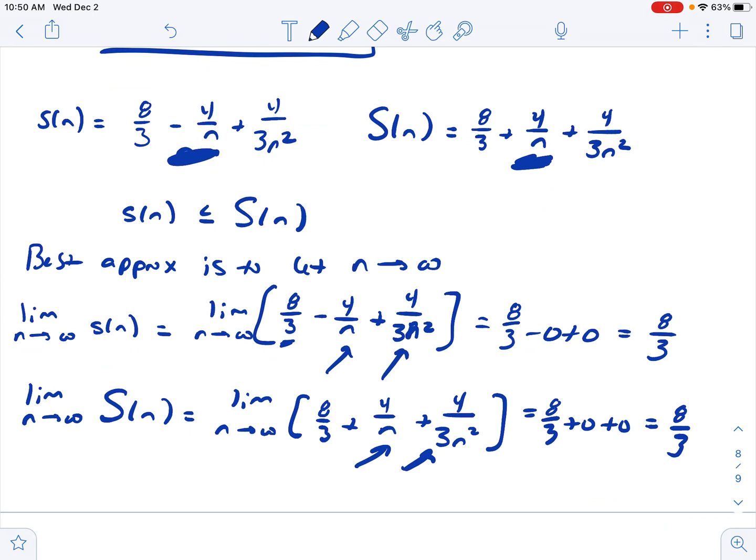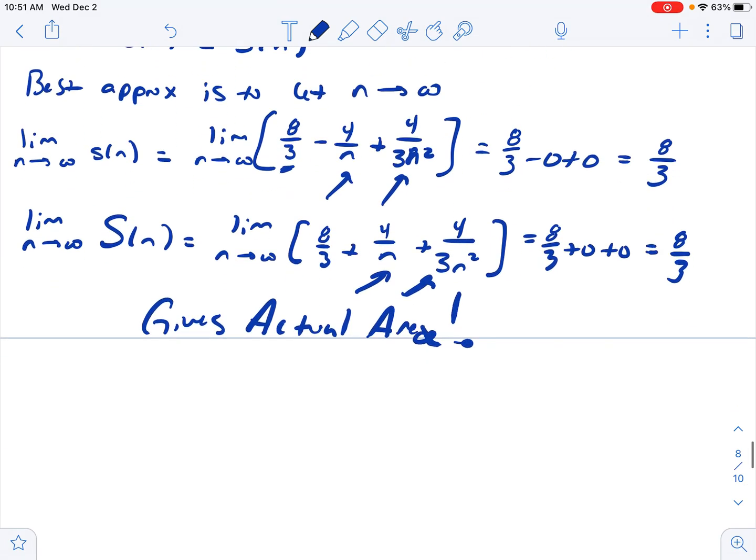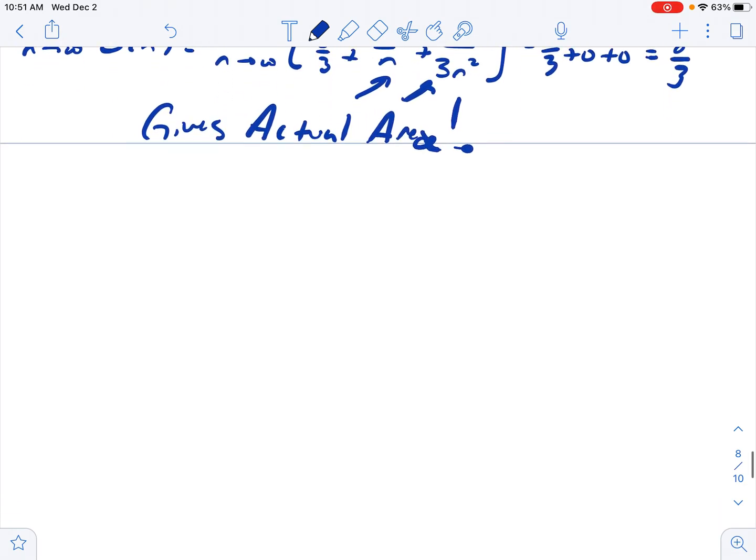And what do you notice about the limit for the upper and lower sums as n goes to infinity? They both approach the same value. And what does that tell you? That should tell you that the dead-on actual area under the graph of x squared from 0 to 2 is 8/3. Okay? This gives the actual area. That is it. On the nose.